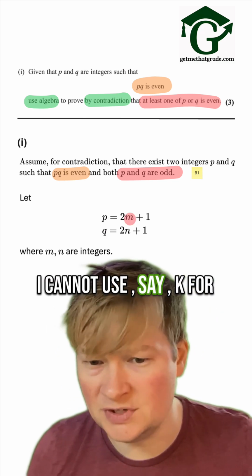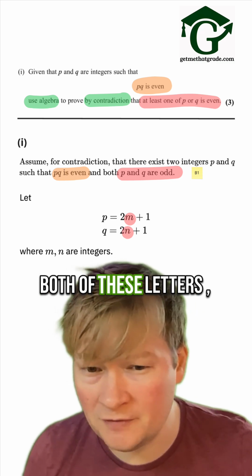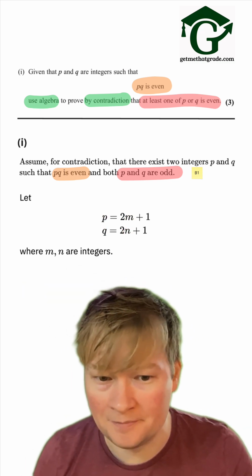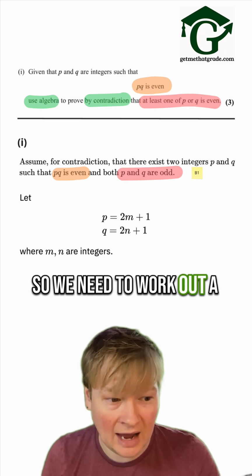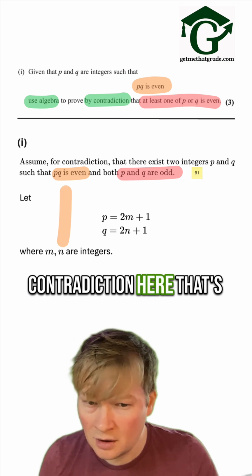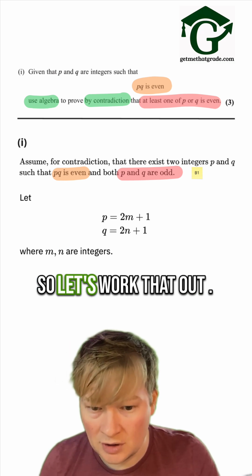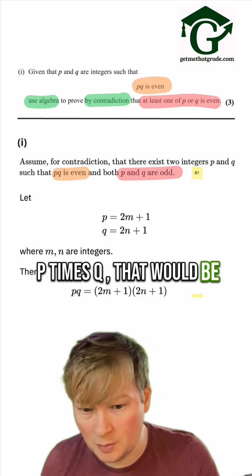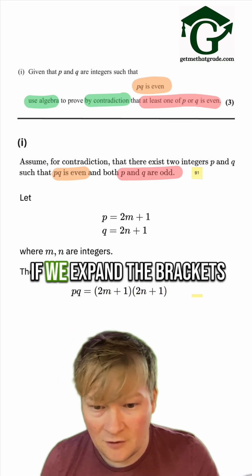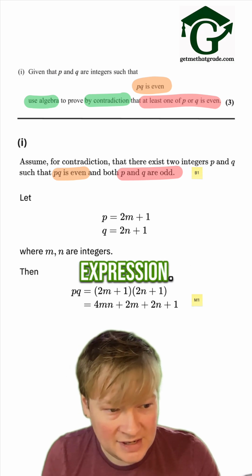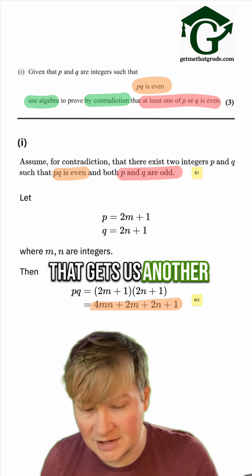I can't use, say, k for both of these letters, because then I'd be assuming that both p and q are the same number. So we need to work out a contradiction here that's going to arise from p times q. So let's work that out. p times q, that would be this times this. If we expand the brackets in the usual way, then we end up with this expression. That gets us another mark.